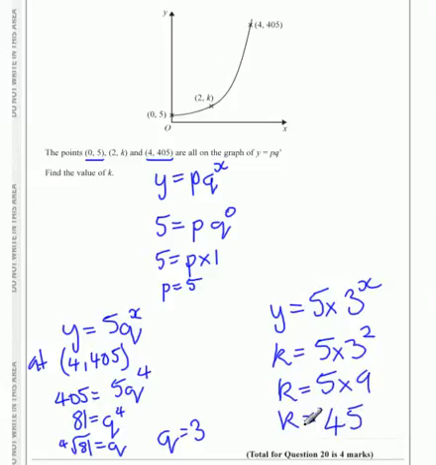Checking whether that's realistic, just looking at our graph here. The y values are 5 here and 405 here. 45 there is going to be close to the 5 there, so that is definitely realistic. It's not like we've got something that's beyond 405 or less than 5. So that is good.